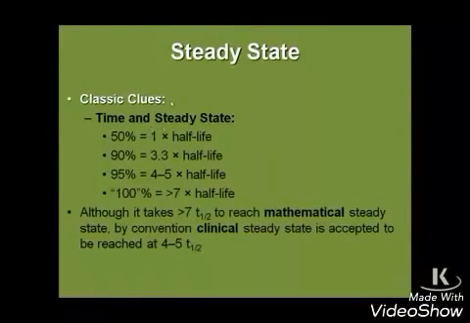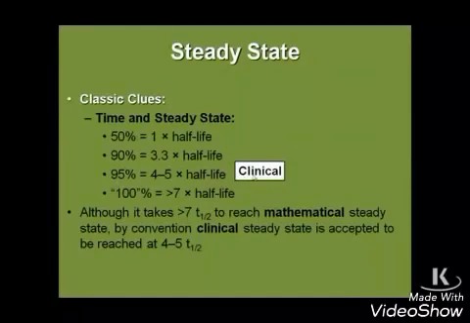In terms of some tips about time to steady state, the rule is this: you get halfway to steady state in 1 half-life. You get 90% of the way to steady state in 3.3 half-lives. And importantly, here's the one to definitely highlight, in 4 to 5 half-lives, you're about 95% of the way there, which in essence is close enough because we call this clinical steady state.